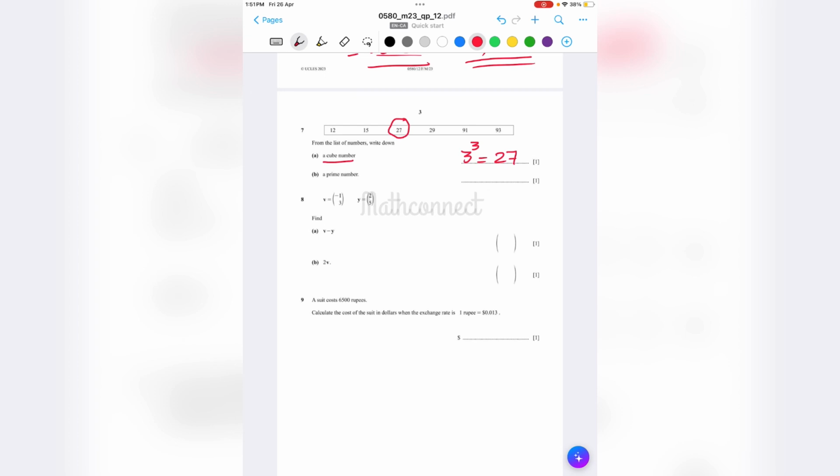Now from the list we need to find the given prime number from this. 12 is not a prime. Prime numbers are those numbers which have only 2 factors, 1 and the number itself. For example, 3, we can find 3 only in the table of 1 and 3. So these are called as prime numbers. So from this list, the only prime number is 29.